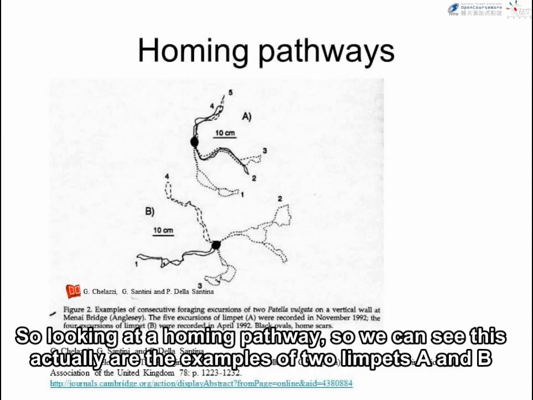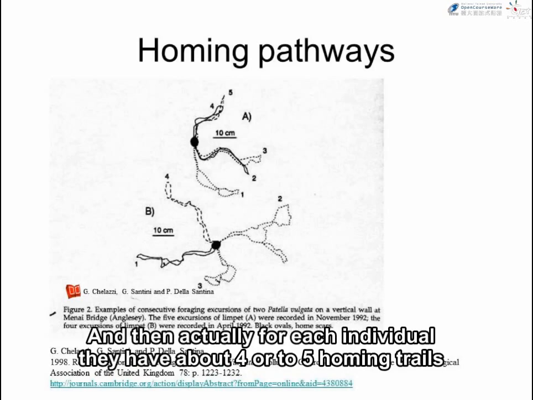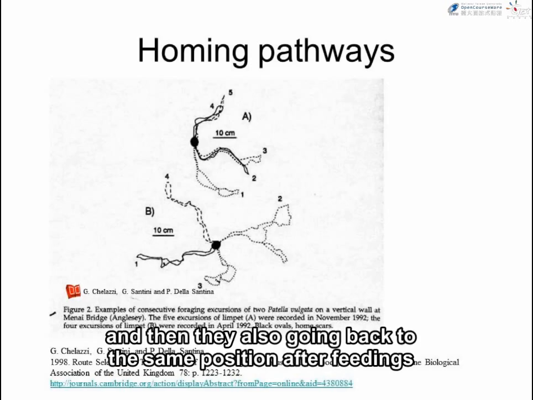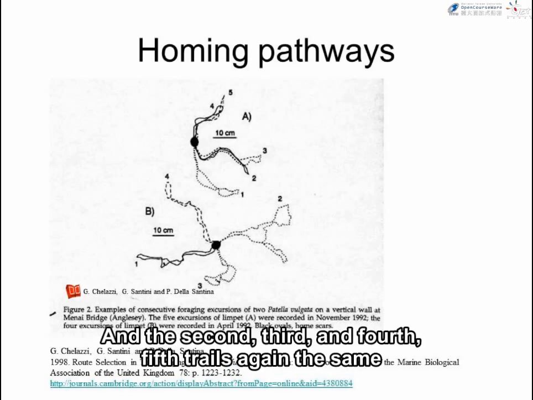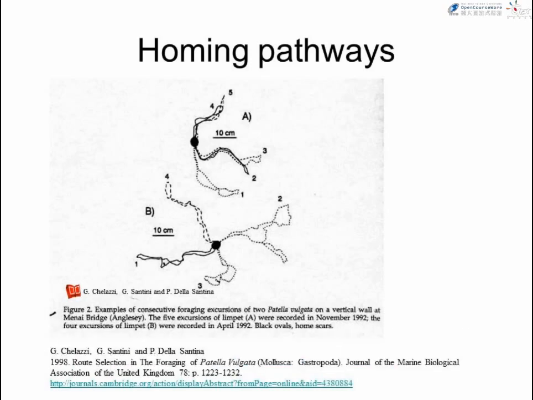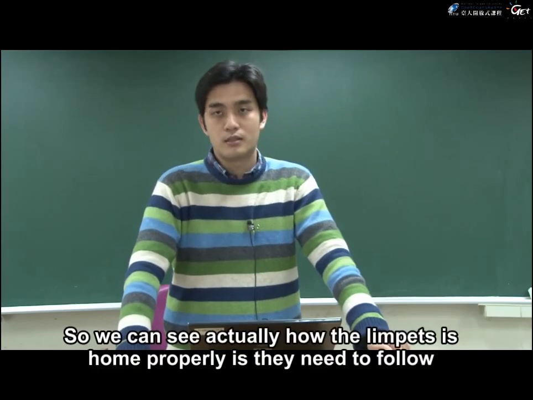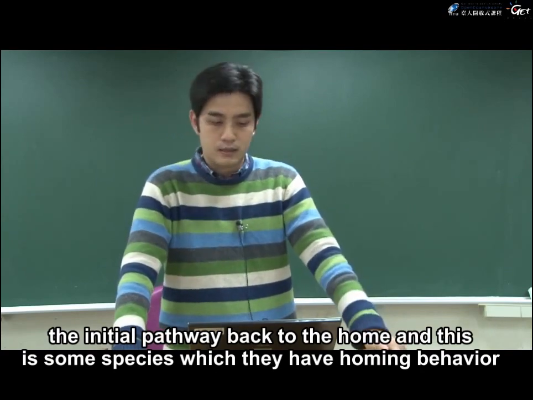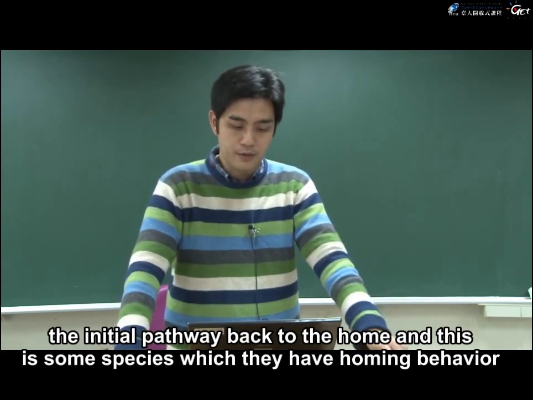Looking at the homing pathways, you can see examples of two limpets, A and B, and each individual has about four or five homing trails. For the first one of A, they're moving southwards at the beginning, and then they go back to the same position after feeding, and the second, third, fourth, and fifth trails are again the same. They depart the home scar, follow the same pathway, and go back to the home scar again, and the same pattern applies to B as well. So we can see that for a limpet to get home properly, it needs to follow the initial pathway back to the home, and this is some species which have homing behavior.